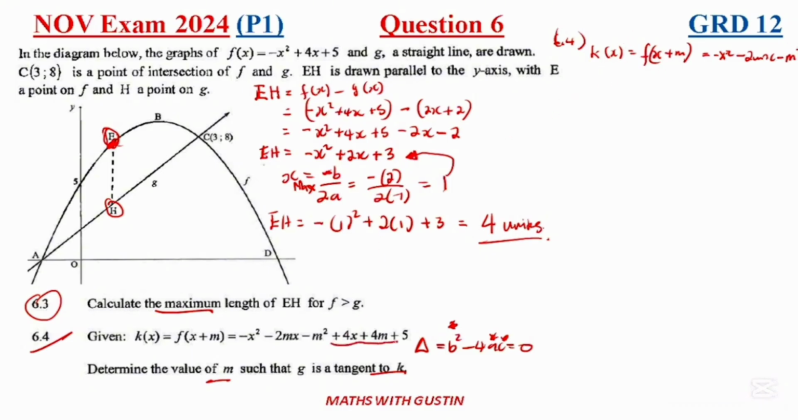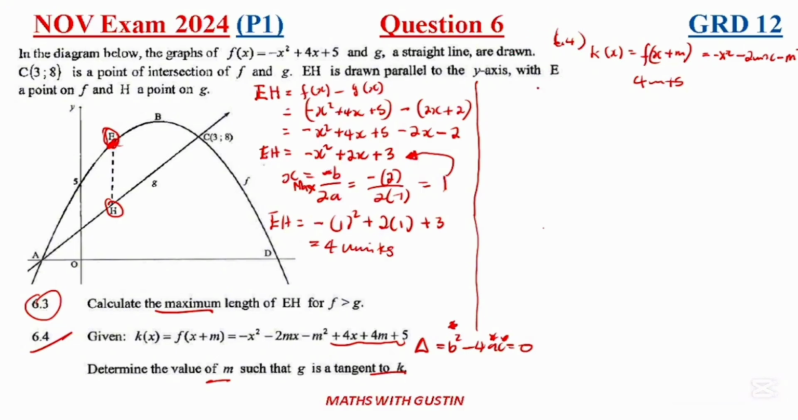I'm just copying this down, guys. Plus 4m plus 5. Okay, I think I'm going to come here a little bit. Let me just remove this out of the way here. You already know that EH is equal to 4 units. There you go. All right. So now what do you do in this case?